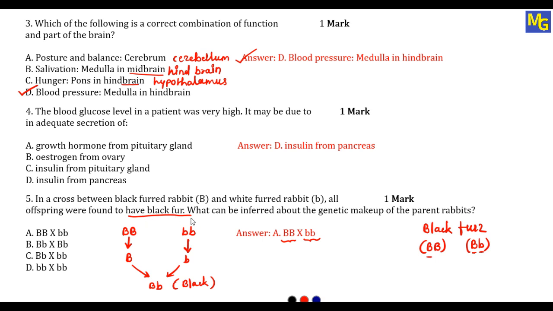If any one parent has a mixed makeup like this, then one of the offspring is going to get white fur. Therefore, we cannot select option B, we cannot select option C, and we cannot select option D. So the correct option is option A, that is one rabbit has capital B and another rabbit has small b as genetic makeup. So the correct answer is option A, capital B and small b.